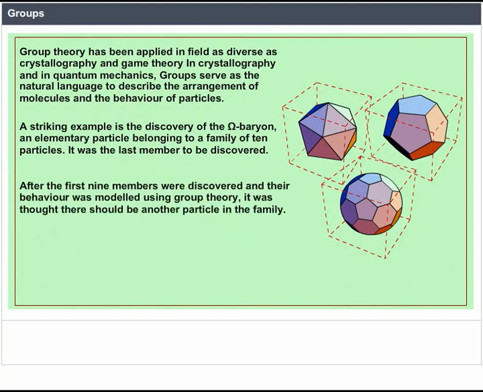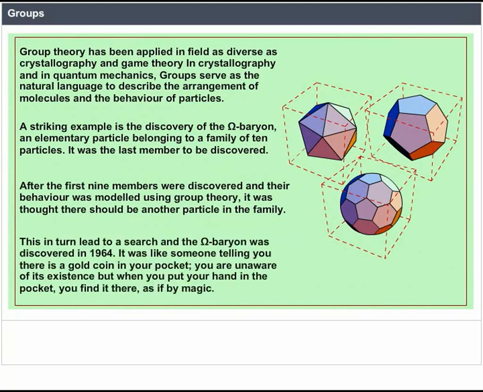After the first 9 members were discovered and their behavior was modeled using group theory, it was thought there should be another particle in the family. This in turn led to a search, and the Omega baryon was discovered in 1964. It was like someone telling you there is a gold coin in your pocket. You are unaware of its existence, but when you put your hand in the pocket, you find it there, as if by magic.